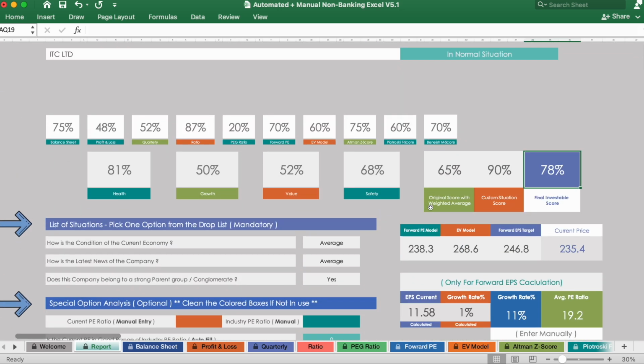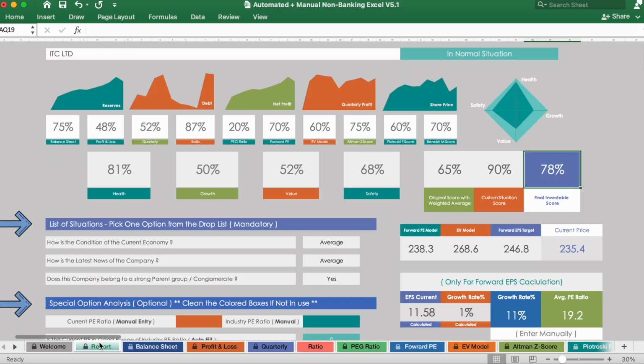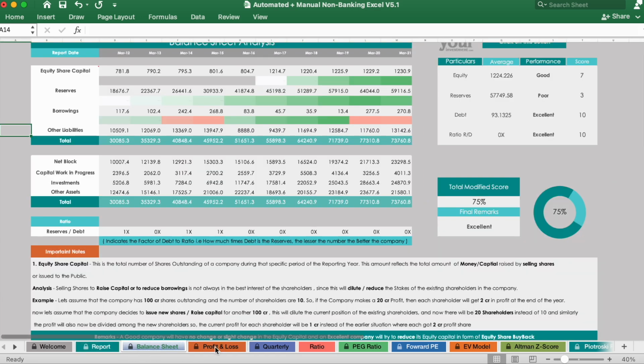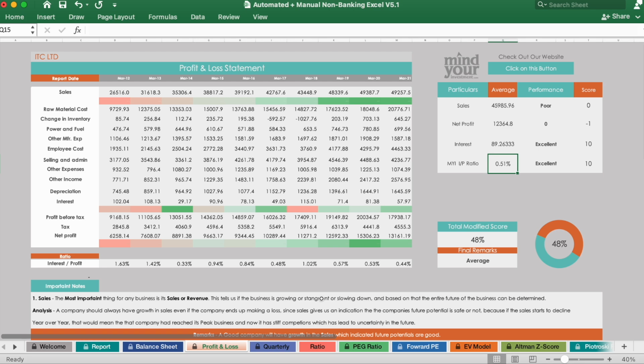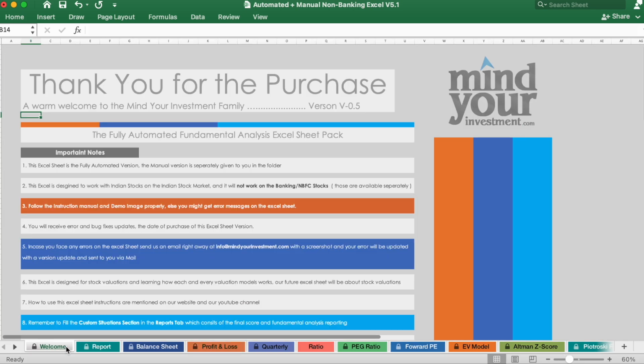So this is a very nice Excel sheet. You'll get to see the reports of the company, the balance sheet of the company, the profit and loss statement. A lot of different models are here altogether.